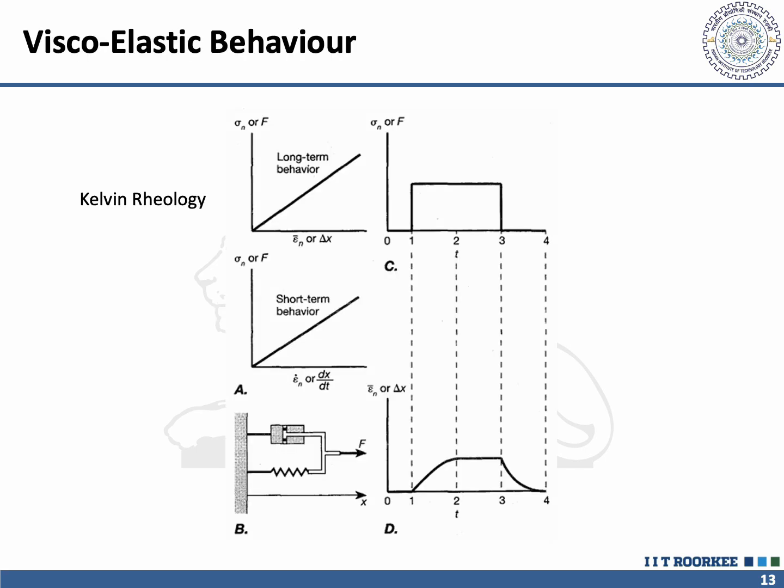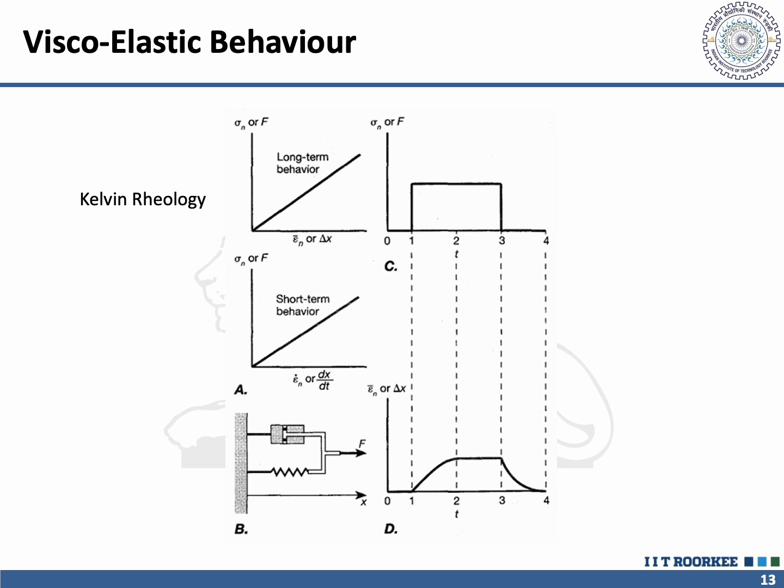This diagram illustrates the behavior of a Kelvin viscoelastic material, a mechanical model that combines the elastic and viscous elements in parallel combination. It explains how such materials deform under load with time-dependent behavior and partial recovery. Let's break it down panel by panel.